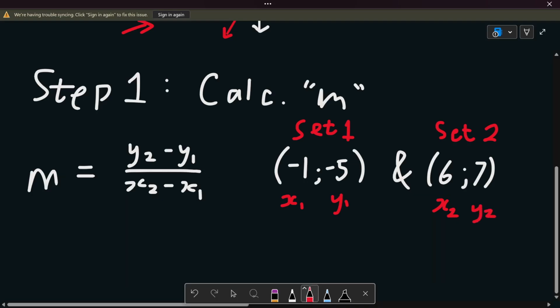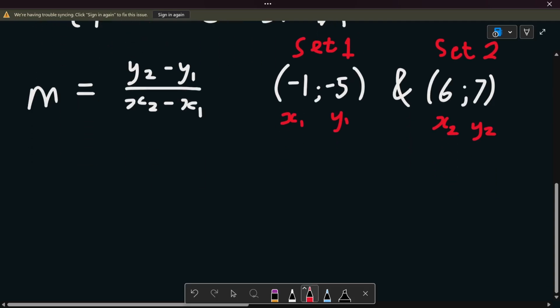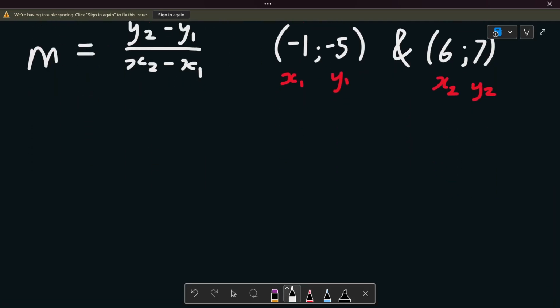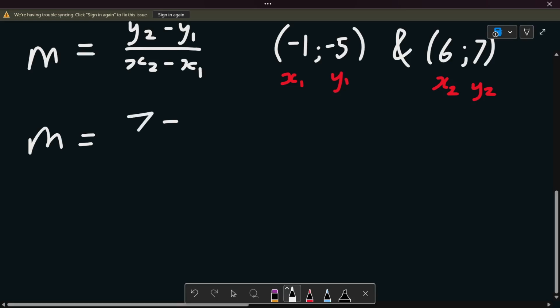Now, what we can do from this point over here is we can just plug in the values. So we have m is just going to be equal to y2, which is equal to 7, minus y1, which is -5. And remember, when we're plugging in a negative number, we're going to use a bracket around it. And this is all over x2, which is equal to 6, minus x1, which is equal to -1, with a bracket around it.